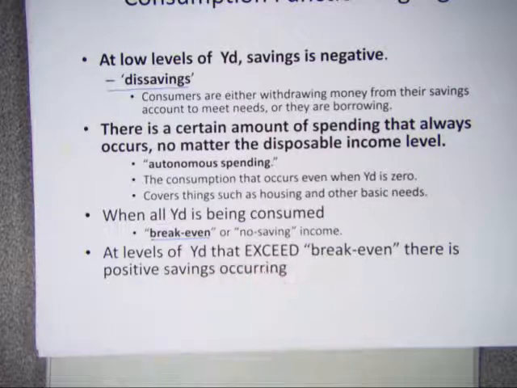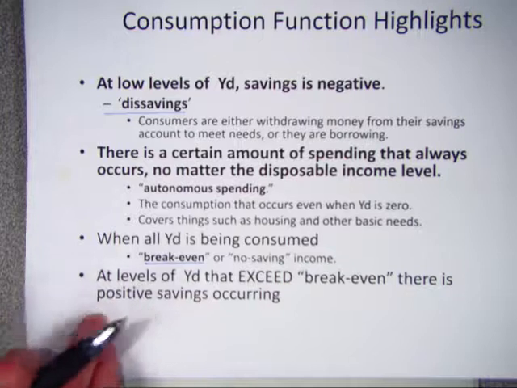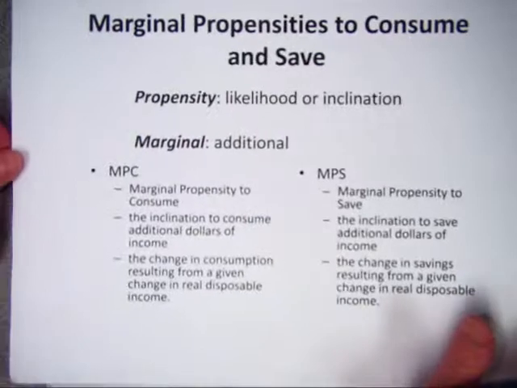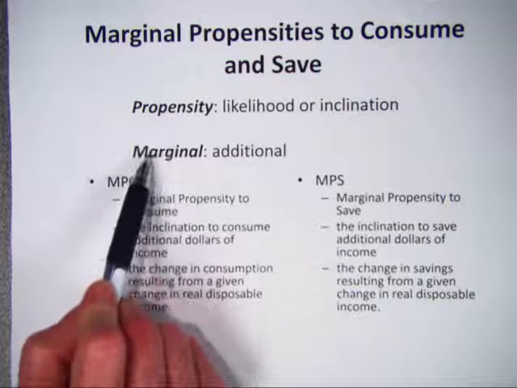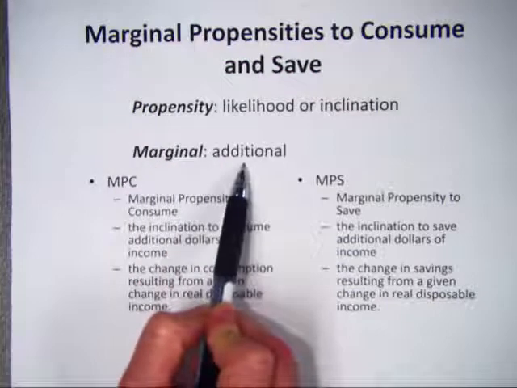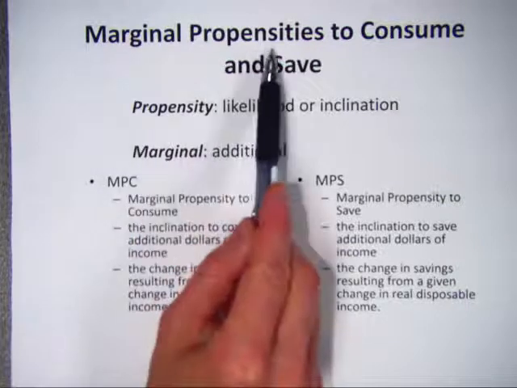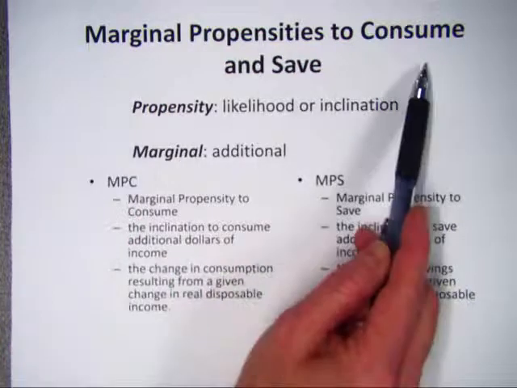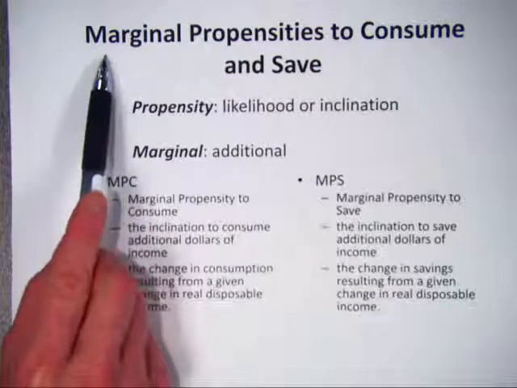We're going to look at another tool to help us use consumption and the likelihood of spending versus the likelihood of savings in order to predict what might happen to gross domestic product or aggregate expenditures. Here we're going to introduce you to the marginal propensity to consume and the marginal propensity to save. Now, let's just take a look at those two words. Marginal means additional. Propensity is the likelihood or the inclination. So we are looking at the marginal propensity to consume. That is the likelihood of additional dollars to be consumed. The marginal propensity to save is the likelihood that additional dollars of income will be saved.